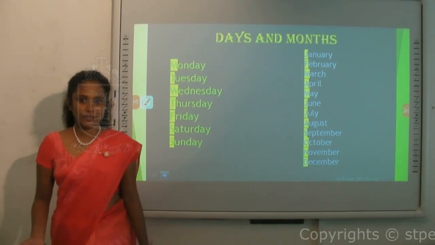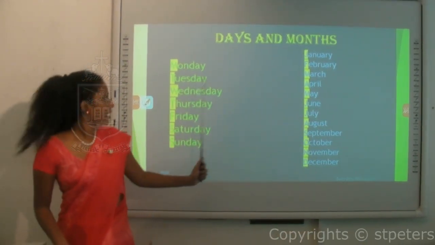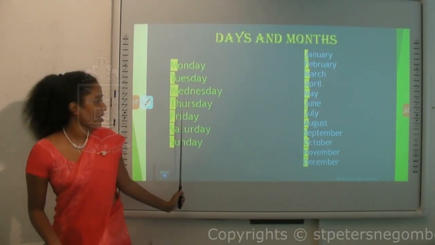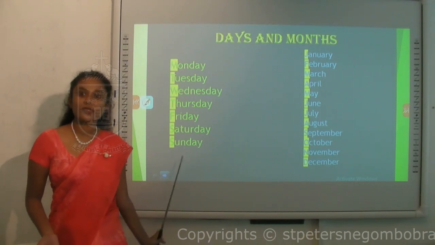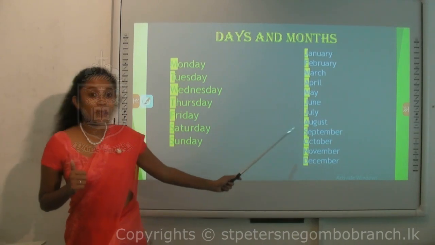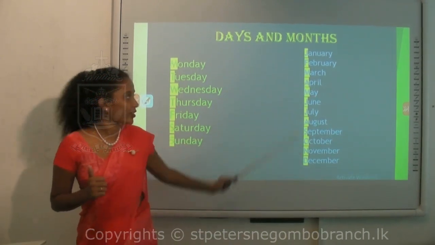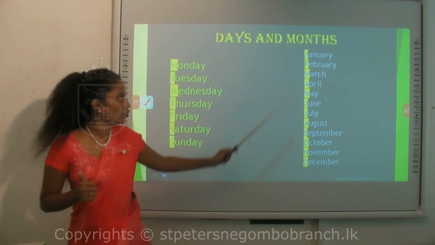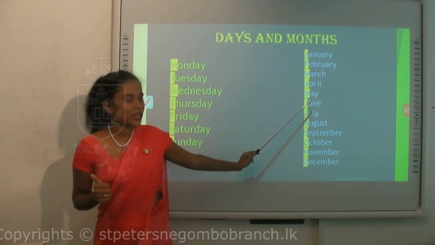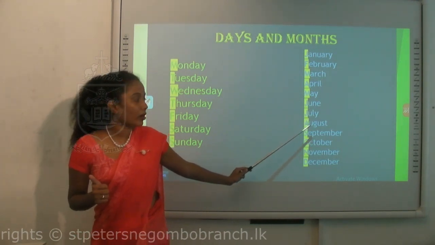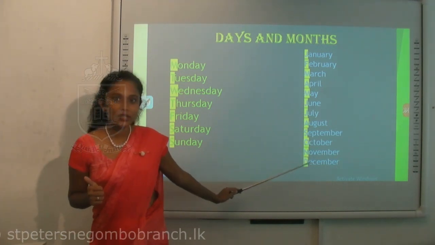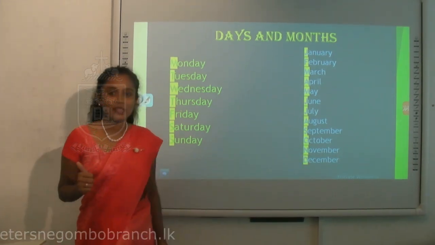Days and months. Days: Monday, Tuesday, Wednesday, Thursday, Friday, Saturday and Sunday. The first letter is always capital. Then the months, first letters. From January to December: January, February, March, April, May, June, July, August, September, October, November and December. The first letter is capital.